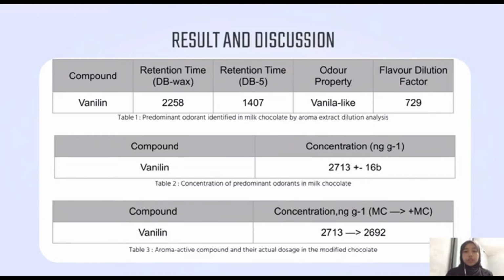So now I'm going to share about the results and discussion of gas chromatography. The first table shows the predominant odorants identified in milk chocolate by aroma extract dilution analysis. The compound used is vanillin.